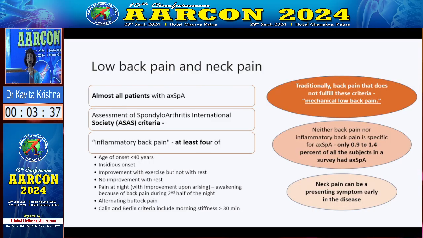So the confusion arises because low back pain is very common. Many patients still have a mechanical back pain. And even if you define there is an inflammatory back pain, out of that also only 0.9 to 1.4% will actually have axial SPA. So we need to do imaging, we need to do more testing and constant follow-up. Neck pain is often also another symptom.